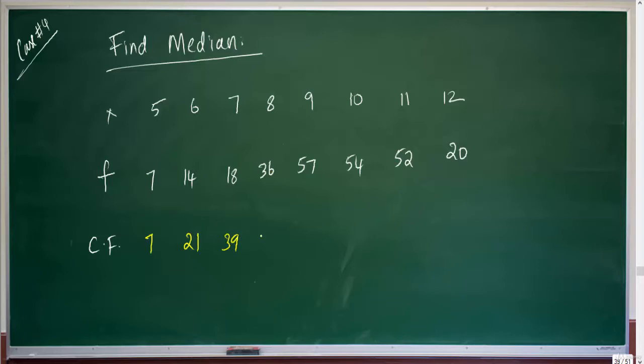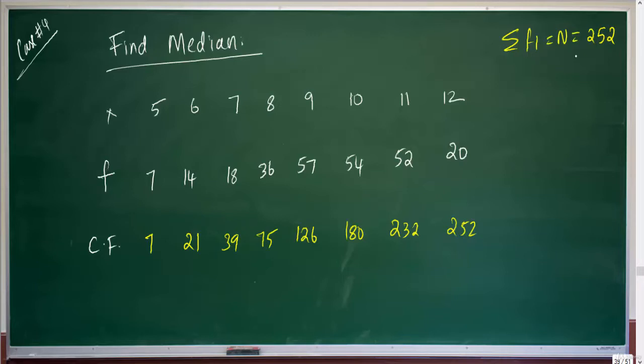39 plus 36 is going to be 75, plus 57 is 126, plus 54 is 180, plus 52 is 232, plus 20 is 252. So this is nothing but the total of f. That is, if you sum the f, you are going to get the value as 252. So here I'll write summation fi is equal to n is equal to 252. So this means n is an even number.